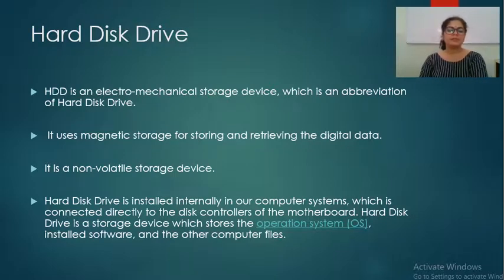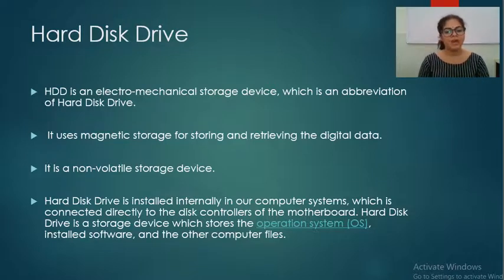So hard disk drive is installed internally in our computer system, connected directly to the disk controller of the motherboard. See students, we have already studied motherboard and disk controller. Motherboard is the board where there is a connection of all the circuits and which has the capacity to operate different parts of the computer. Disk controller is required to control the disk operation. So hard disk is connected to the disk controller of the motherboard. It means the working of disk controller is to control the different operations of the disk. So hard disk is directly connected to the disk controller.